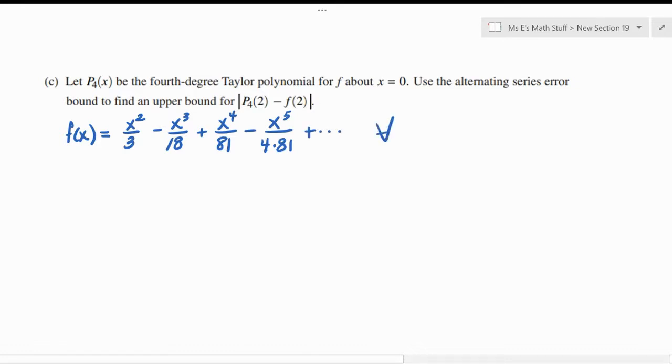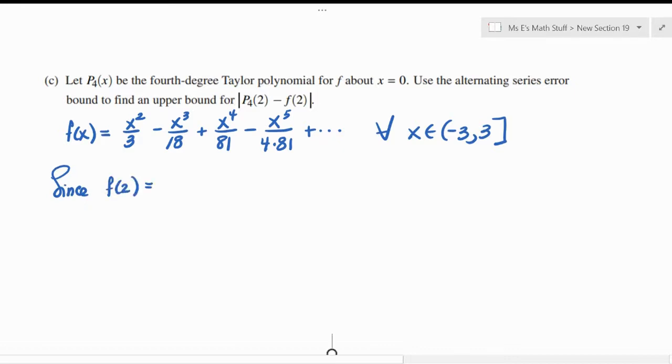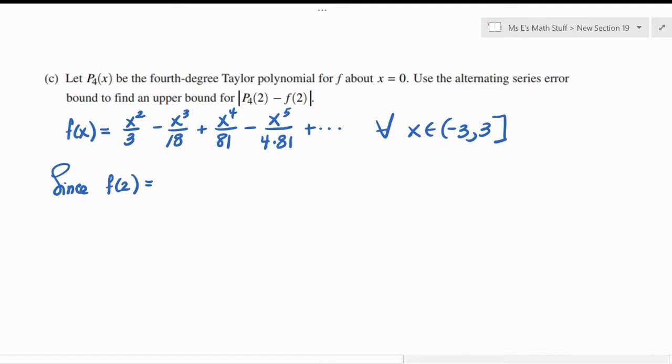Okay, and that's true for all x from -3 to 3. So basically, since f of 2, and imagine putting 2's in for all the x's up there, so you would have f of 2. But how do I know that f of 2 would be a convergent alternating series? Well, you can see it's alternating, and because 2 is in your interval of convergence, it would be convergent. So without having to think too hard, you could make that claim.